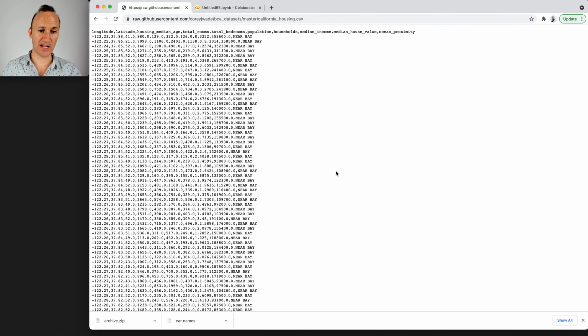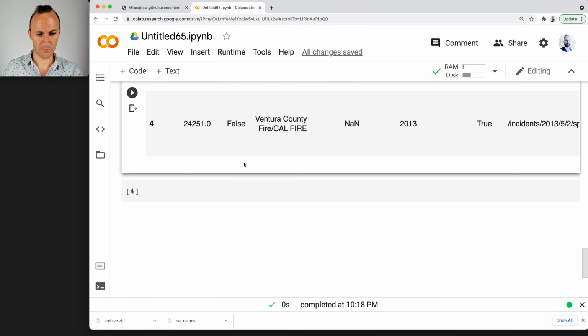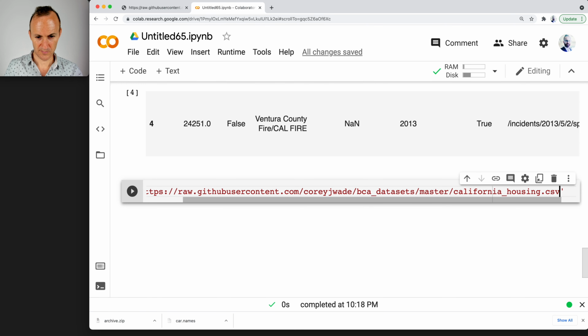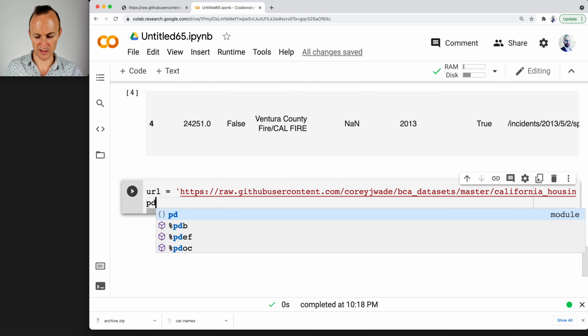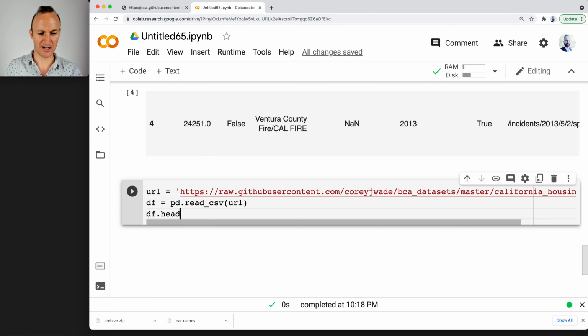And this looks good from the outset because there's quite a few numeric columns. But it's always best to look at it in the Colab notebook. So here we go. Open up a new URL, and then go ahead and do df equals pd.read_csv, get the URL in there and df.head. And let's see what we get.